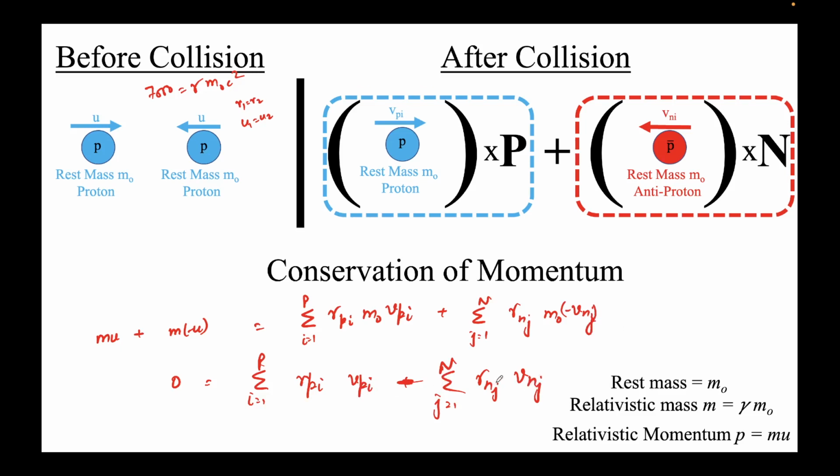Gamma depends on velocity, so gamma is not a variable, but the velocities V are. So these are P plus N more variables, and this is only one expression. So we are stuck here.